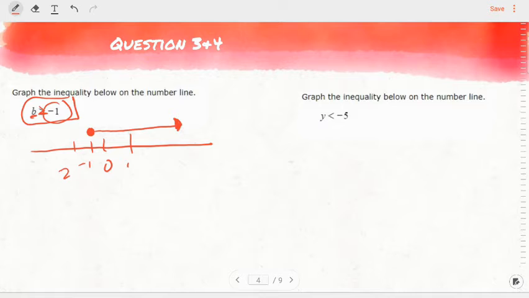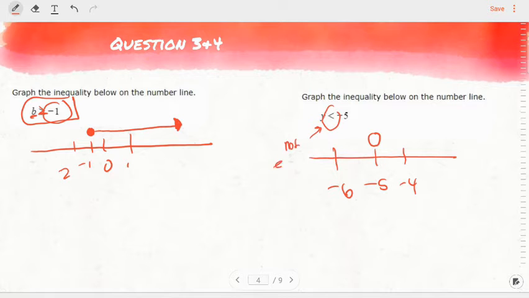The second problem says graph the inequality, y is less than -5. So I'm going on my number line. Let's say here's -5, -4, -6. I'm going to put my starting point at -5. I'm not going to fill it in because it's not equal. And this sign says less than, so I'm going to point my arrow in the less than direction.